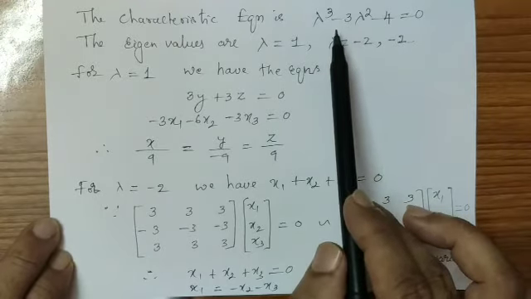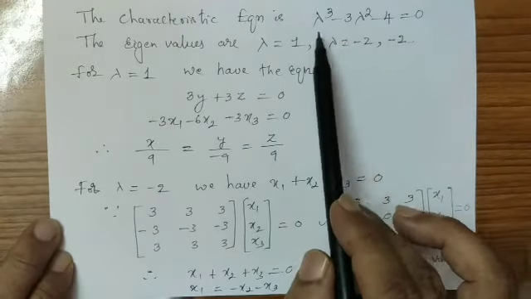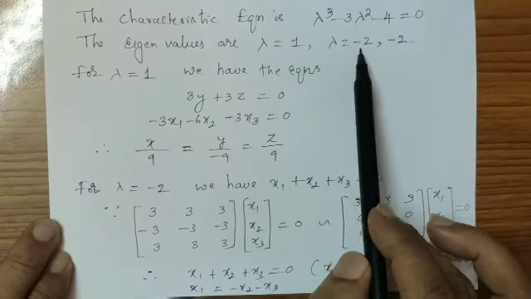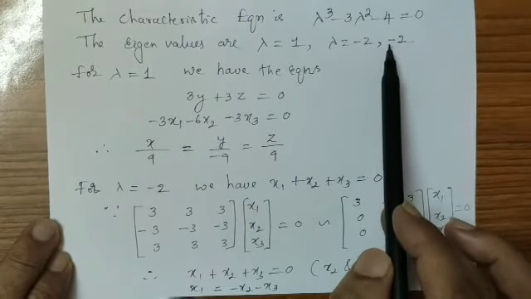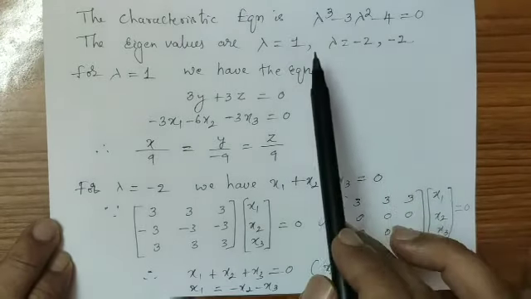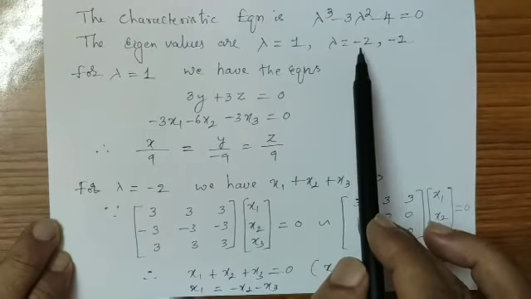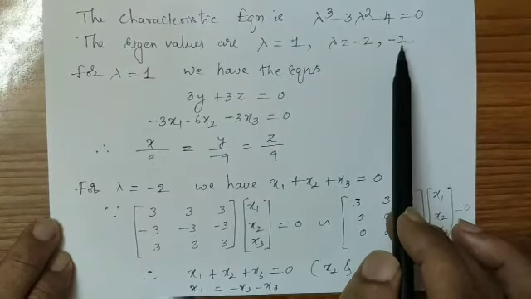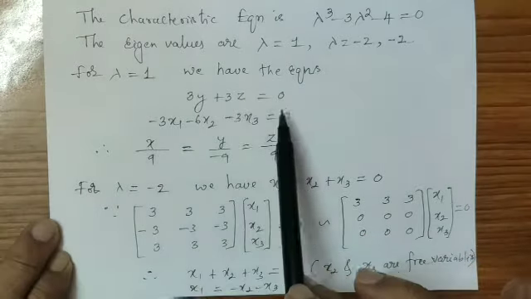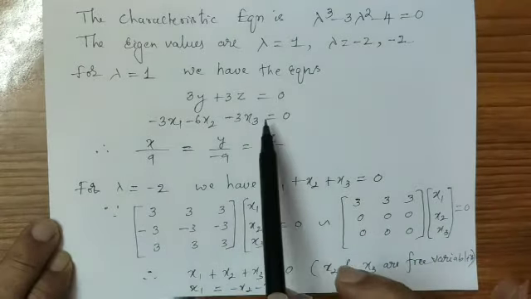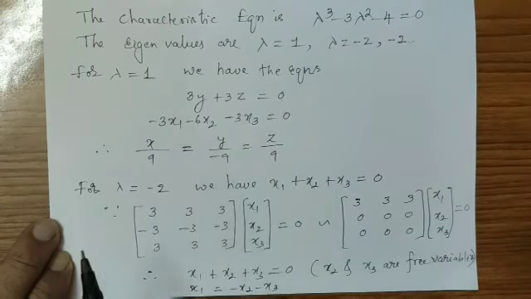Now if you find the eigenvalues using calculator, you will find lambda equal to 1, lambda equal to minus 2, and minus 2 is a repeated value of lambda. That means if you use the calculator, it will show the answer 1, minus 2. That means the second answer minus 2 is a repeated root. Now for lambda equal to 1, you will find this system similar to the previous problem. If you follow the similar steps, you will find this system.